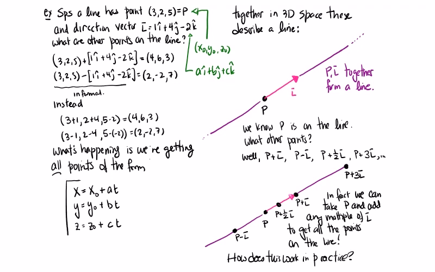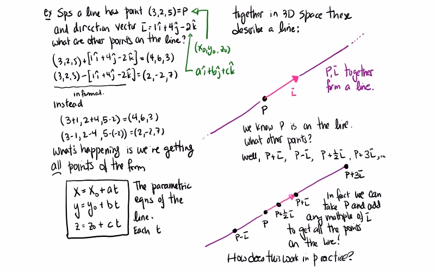This set of points is the parametric form of the line, or let's say the parametric equations of the line. And again, the point is that each t value corresponds to a point on the line.